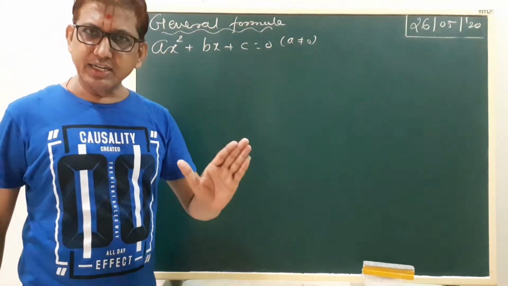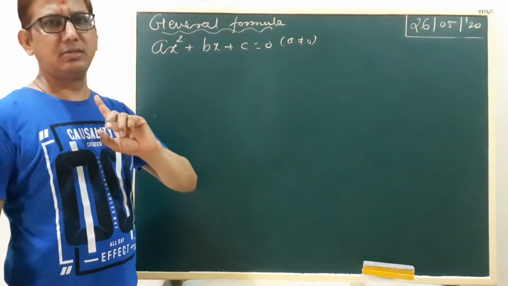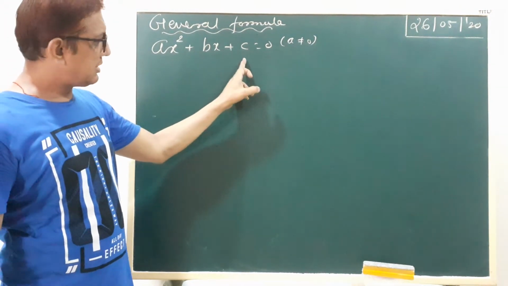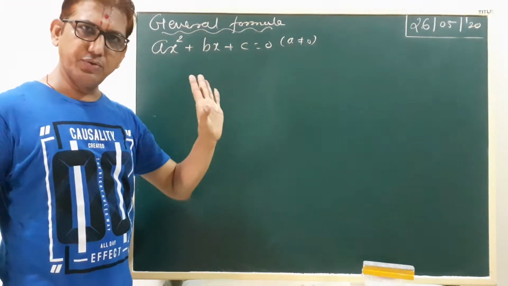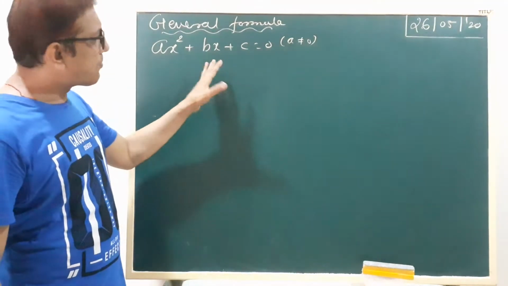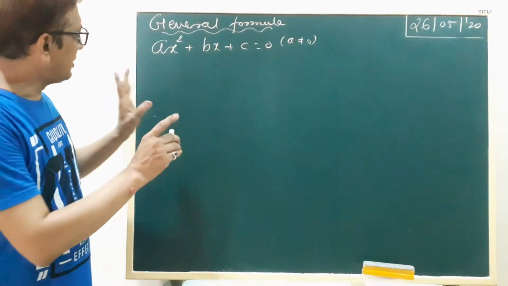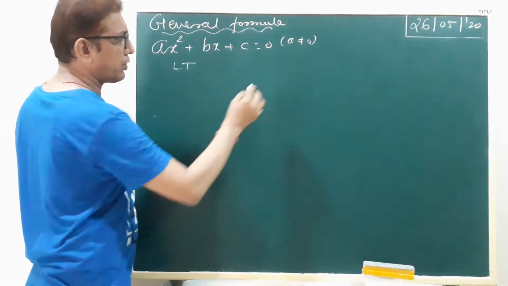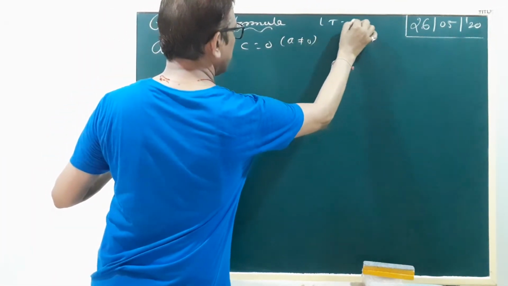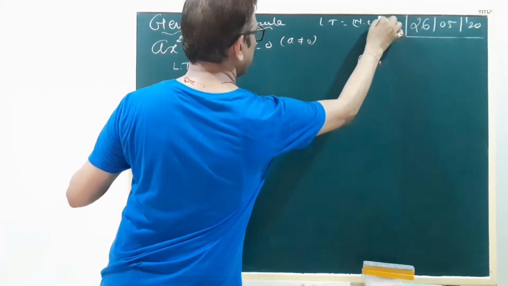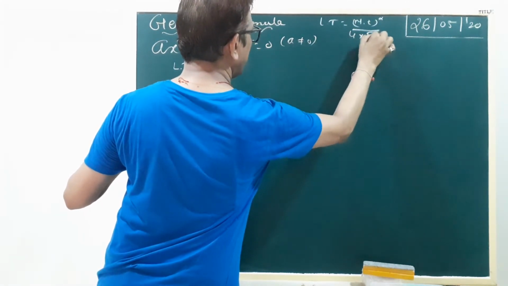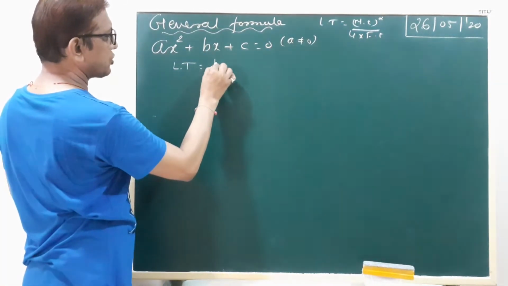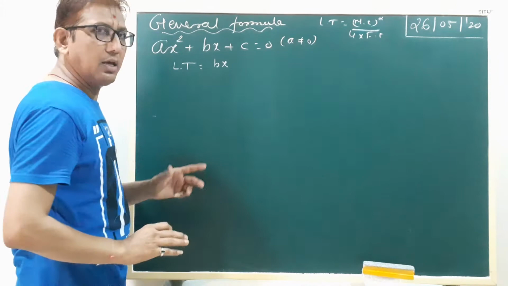Sridhar Acharya formula method. Here we write the quadratic equation ax square plus bx plus c equal to 0, where a is not equal to 0. Right? We use the completing square method. Here first we write the last term. Our formula is: last term is middle term square upon 4 into first term. Okay? So last term equals middle term square upon 4 into first term.